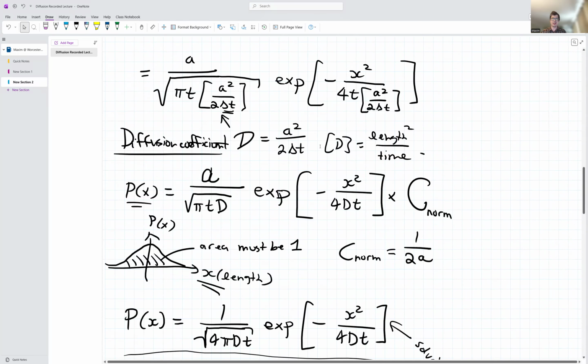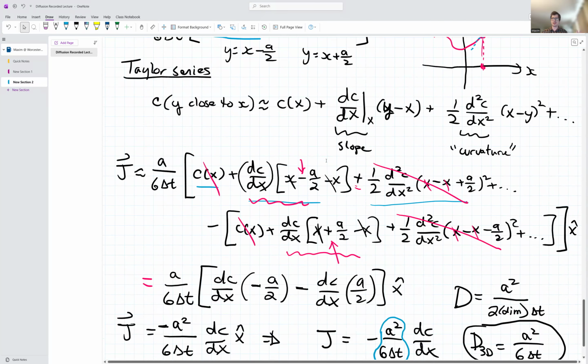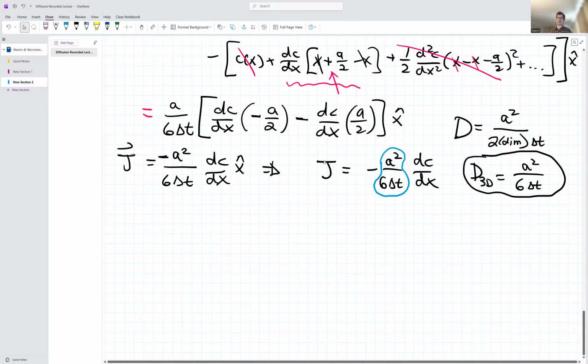So we ended up having that the diffusion coefficient, where is it now? Yeah, see here, this is the 1D one. It's the step size squared over 2 times delta t. In 3D, there are more directions to move, so the diffusion coefficient is different. It's divided by 6.